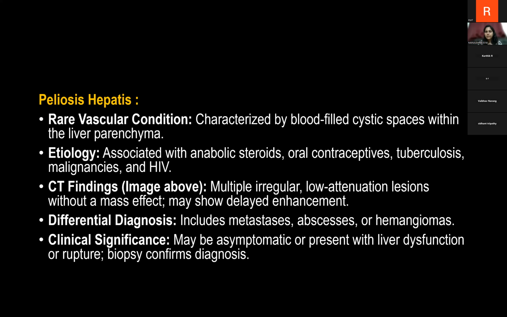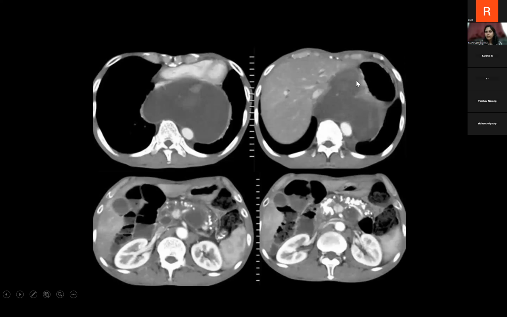So differential diagnosis includes metastasis, abscess, or hemangioma. It may be asymptomatic or present with rupture. Biopsy confirms the diagnosis. Timer starts.